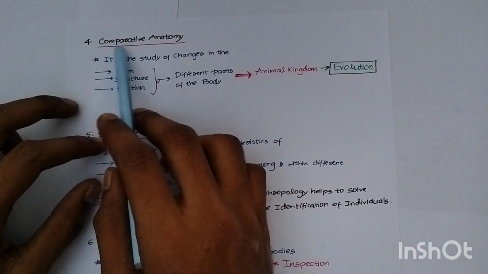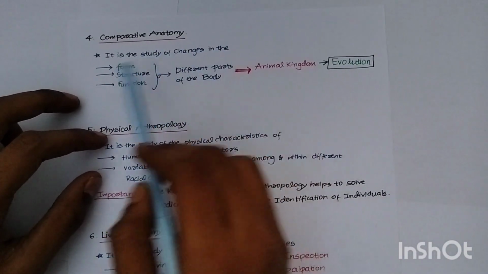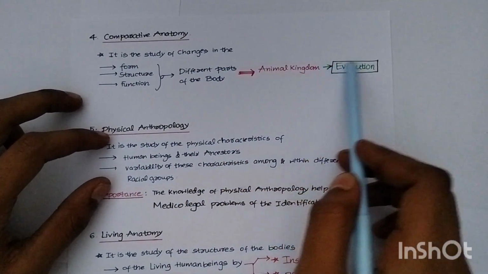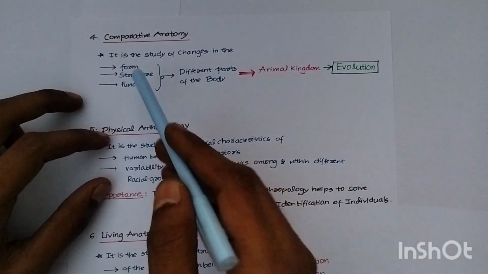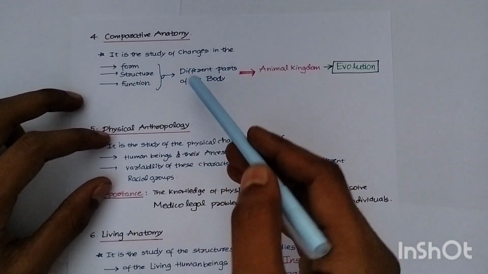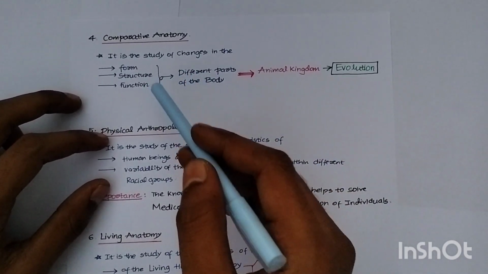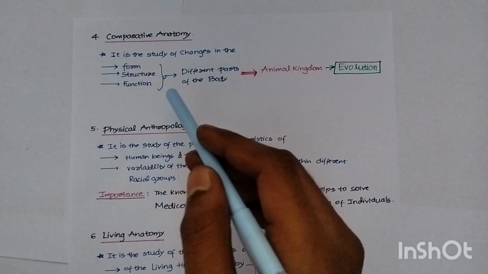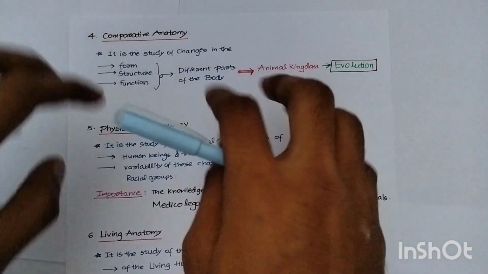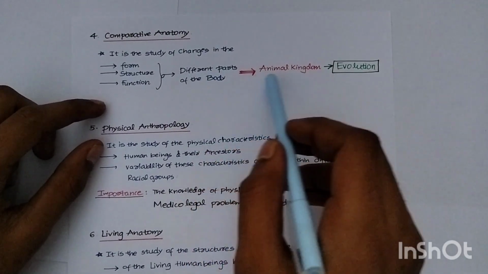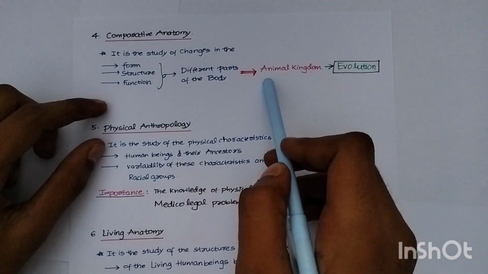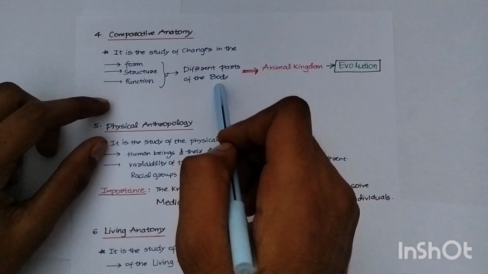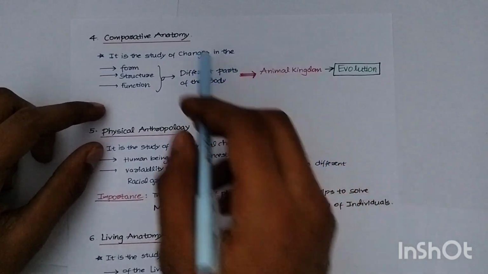And if you see, fourth is the comparative anatomy. It is the study of changes in the form, structure, function, like different parts of the body, like in the animal kingdom. Something like evolution, from where the evolution happened. What are the structural changes of the bones that happened, like from crawling, slightly bending, four-leg walking, to two-leg walking, like Cro-Magnon man, that evolution process. So the gradual drastic changes that have happened in the bodily structures are studied in the comparative anatomy.